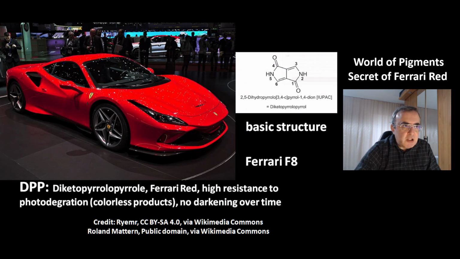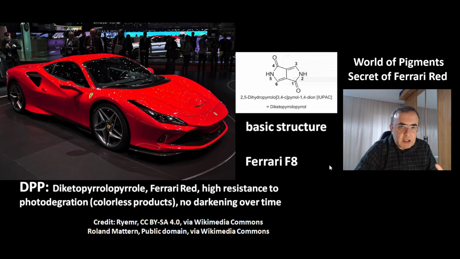There's one thing special about the Ferraris, and that's the red color, red dye. At the right you have the structure of this compound. It's called DPP, diketopyrrolopyrrole. And again, this is a conjugated pi electron system with donors and acceptors. And this is the basic structure of Ferrari Red. It has a high resistance to photodegradation.